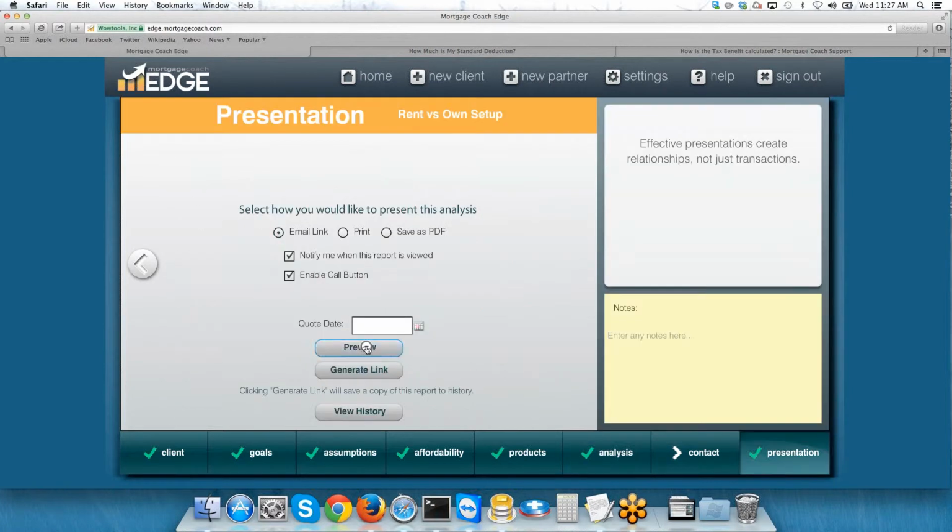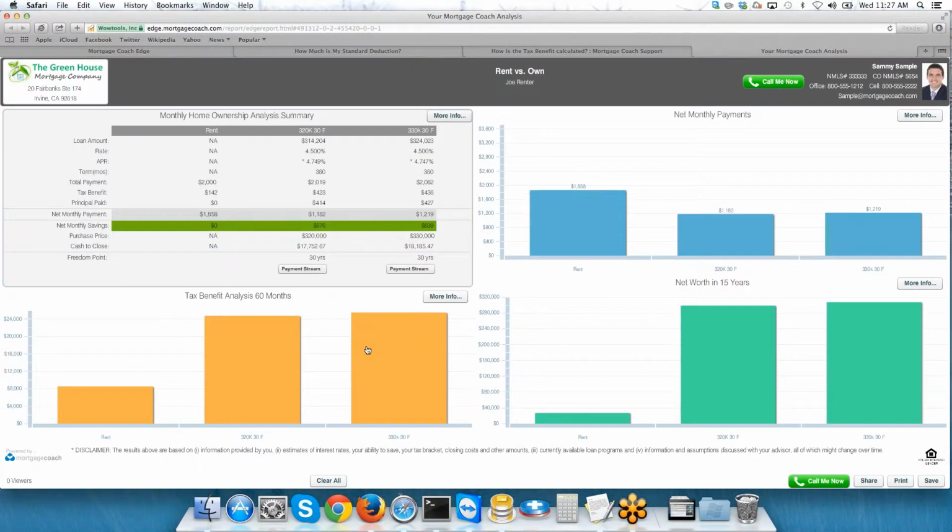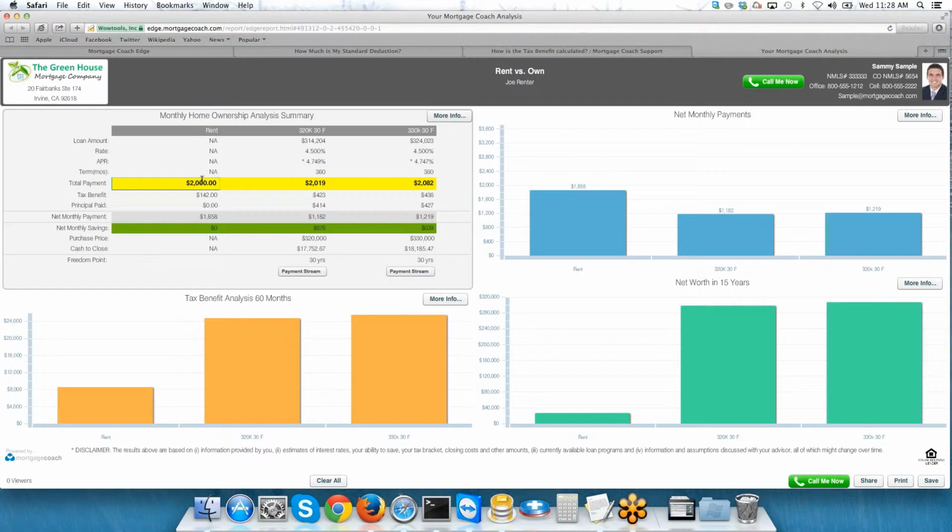I am going to show you a preview of this presentation because there's one more thing that I do want to draw your attention to, and that is the net monthly payment. Get a lot of questions about what is the net monthly payment on a rent versus own. Now you can see what our total payments are here. These are the PITI payments and obviously the rent payment here on the rent side.